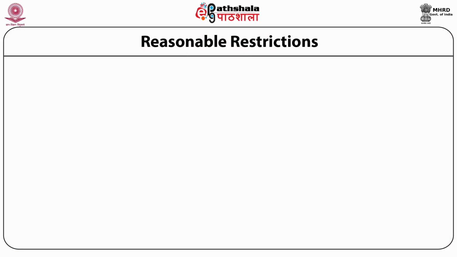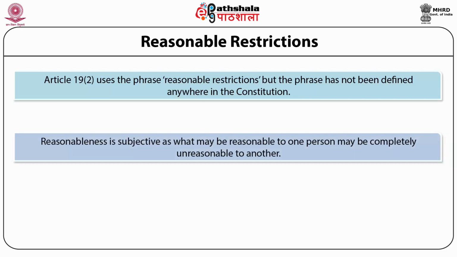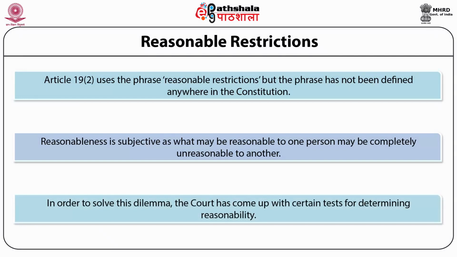Now, let us actually come to the interpretation of the phrase or the term reasonable restrictions. Article 19, Clause 2 uses the phrase reasonable restrictions, but the phrase has not been defined anywhere in the Constitution or any ordinary law. Reasonableness, as all of you might know, is subjective and not objective. What may be reasonable to one person may be completely unreasonable to another person. In order to solve this dilemma, the court has come up with certain tests for determining reasonability. Some of the widely used tests can be briefly summarized as follows.